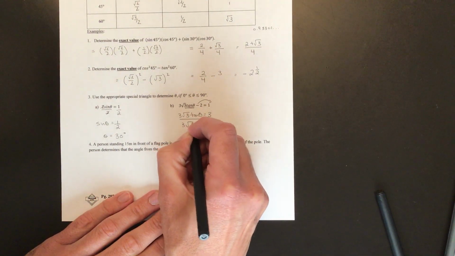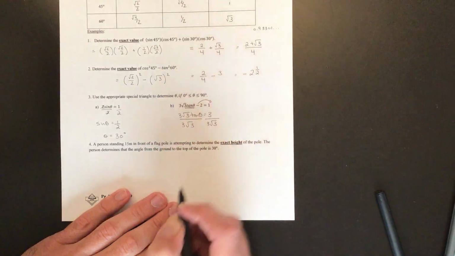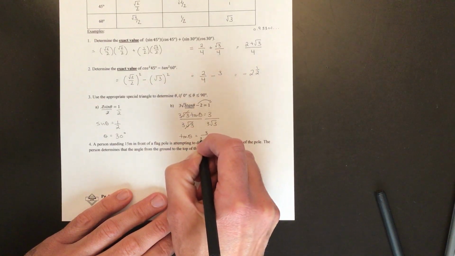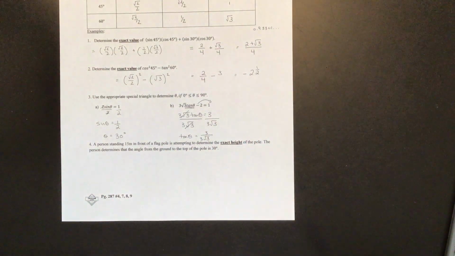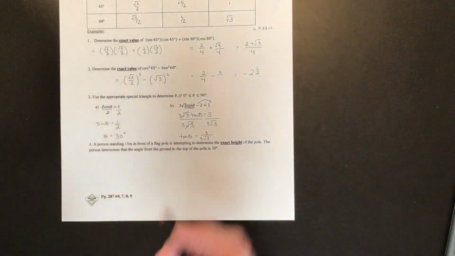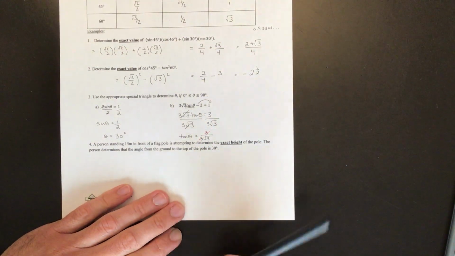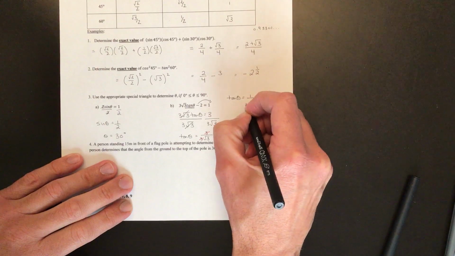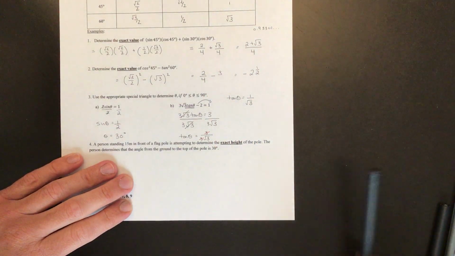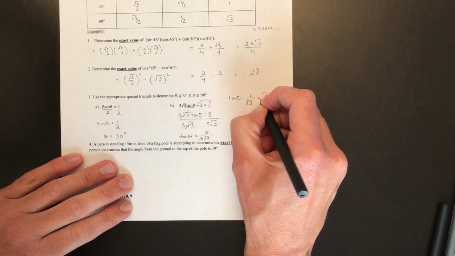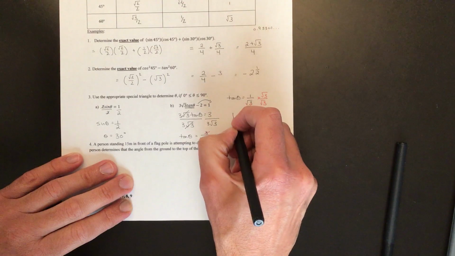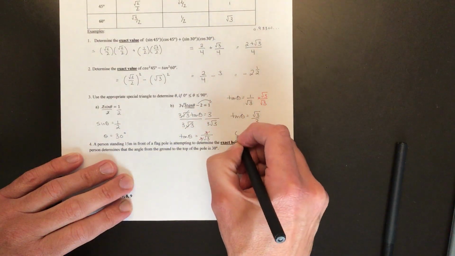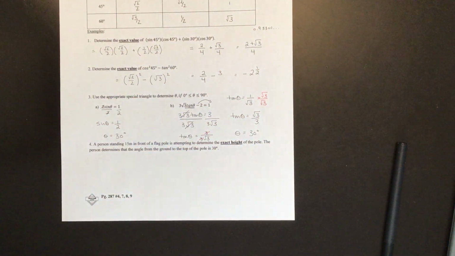Divide both sides by 3 root 3. So those cancel out. And now tan theta is 3 over 3 root 3. And with the 3 on top and the 3 on the bottom, these 3's can cancel. So tan theta equals 1 over root 3, which we realize we need to rationalize. So we multiply that by root 3 over root 3. Tan theta equals root 3 over 3, which means that my angle is 30 degrees.